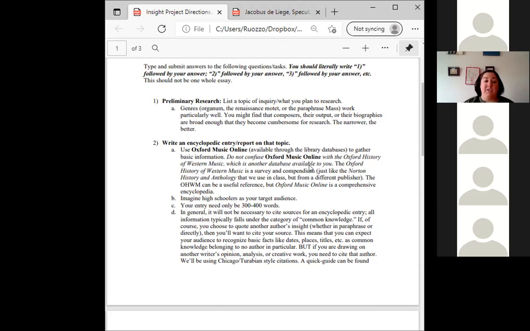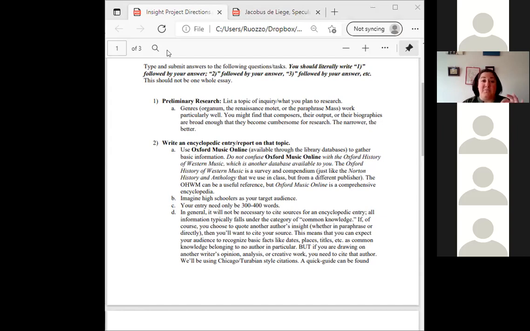Now, that being said, I'm going to put a parameter on this, and everybody, please, please, please take this under advisement. I would like the Insight project to deal with something we talk about before the midterm. So anything on the syllabus before the midterm is fair game for the Insight project. With me so far? Okay, good. Excellent. Thank you, guys.